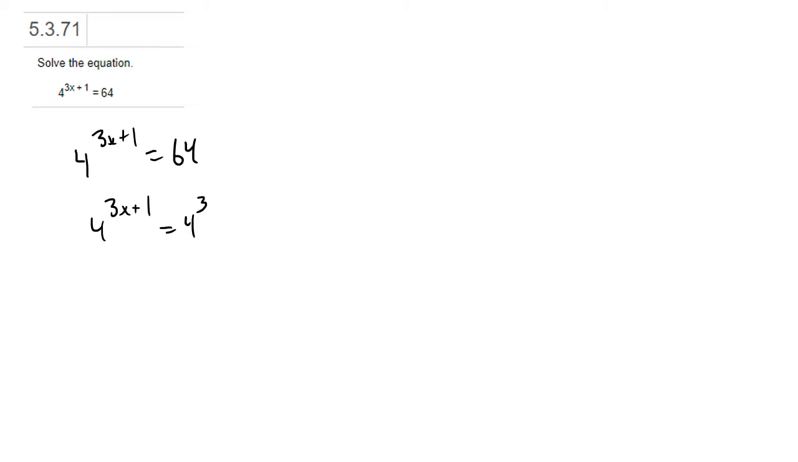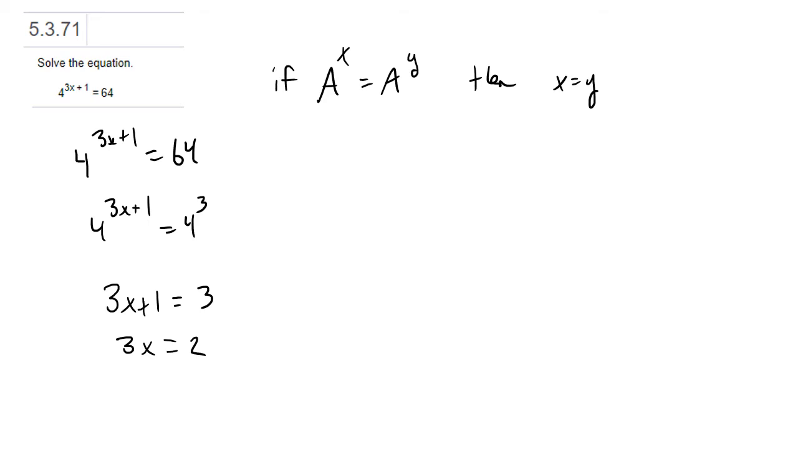Exponential functions are 1 to 1. What that means is if a to the x is equal to a to the y, then x must equal y. So 4 to the 3x plus 1 is equal to 4 to the third, which means the two exponents must be equal. And now I can solve this for x using techniques we've known for a long time. Subtract 1 from both sides and divide by 3.